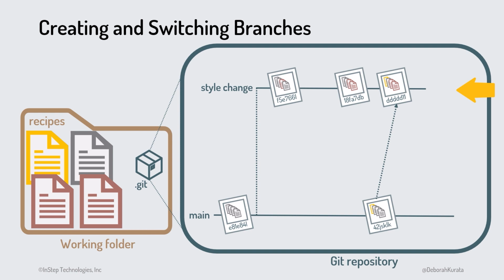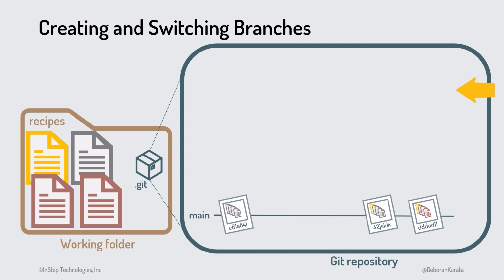When the styling change is complete, we merge that branch back into the main branch, and we can delete our styling branch. Now our main branch has all of our changes. Think of switching to a new branch as checking out the code for that branch into our working folder. The code comes from the latest commit to that branch.